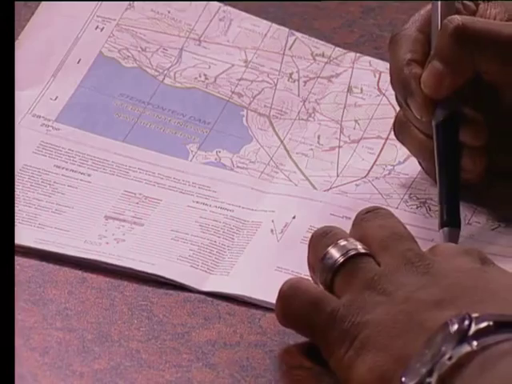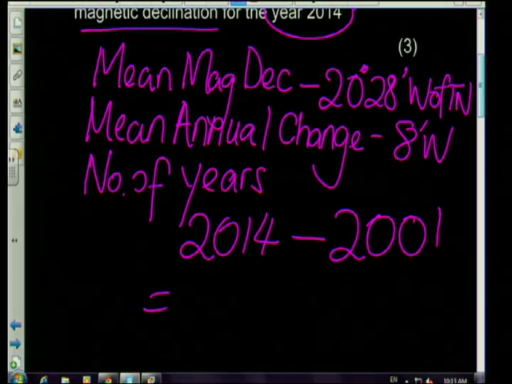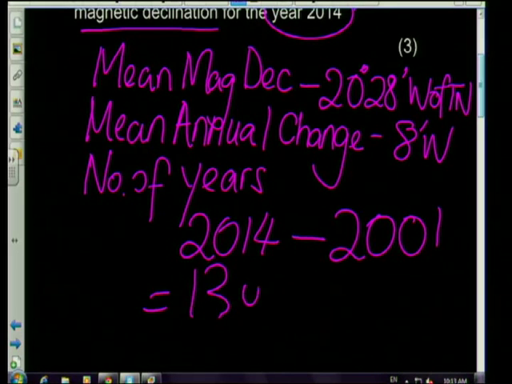When we go to the map, we see it's July 2001, simply 2001. So 2014 minus 2001. If you're not sure, guys, use your calculator. 2014 subtract 2001 equals 13 years. My correct answer for number of years is 13 years.